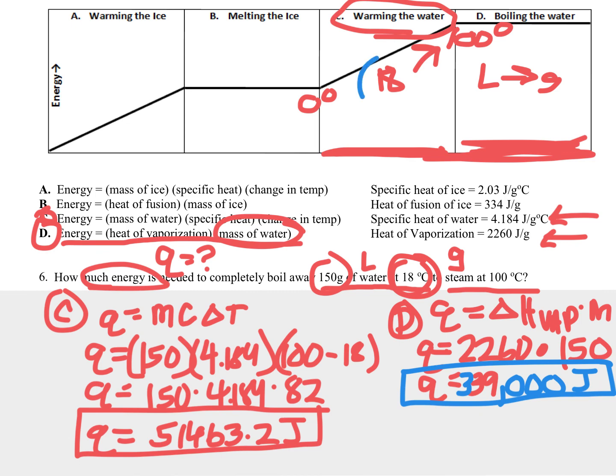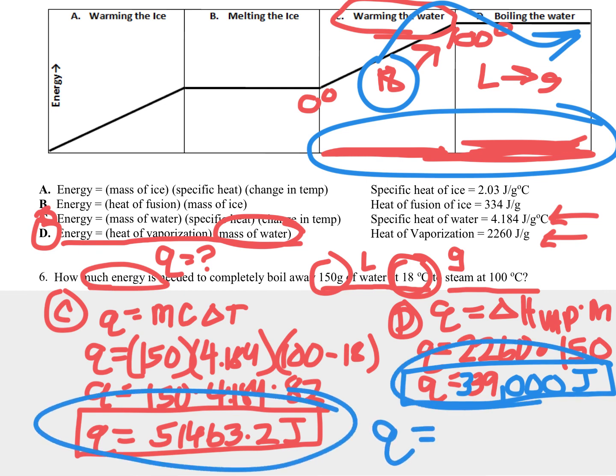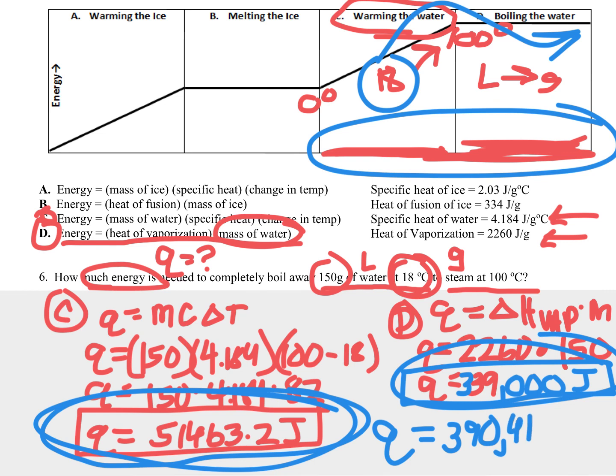Remember that this water went from 18 degrees and then boiling, so we have to find the total energy of both, which means we just have to add up both of the energies. So add up 339,000 plus 51,463, and what you end up getting for a total is about 390,463.2 joules. And there you go.